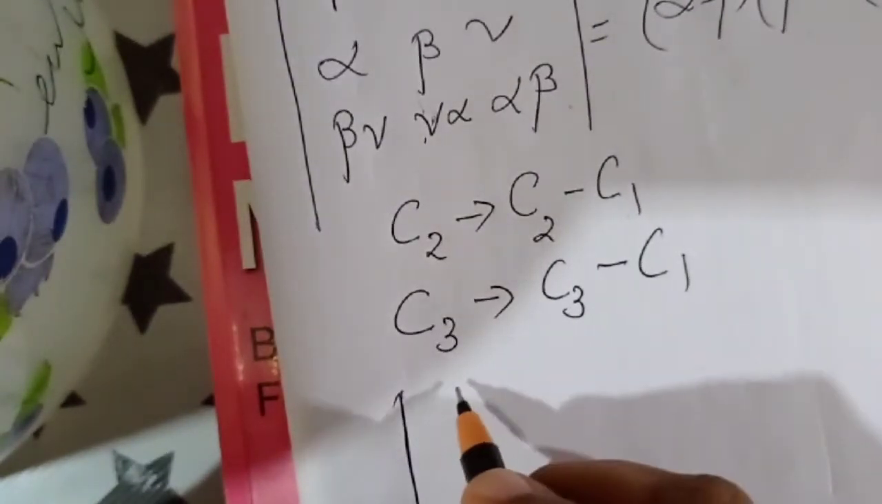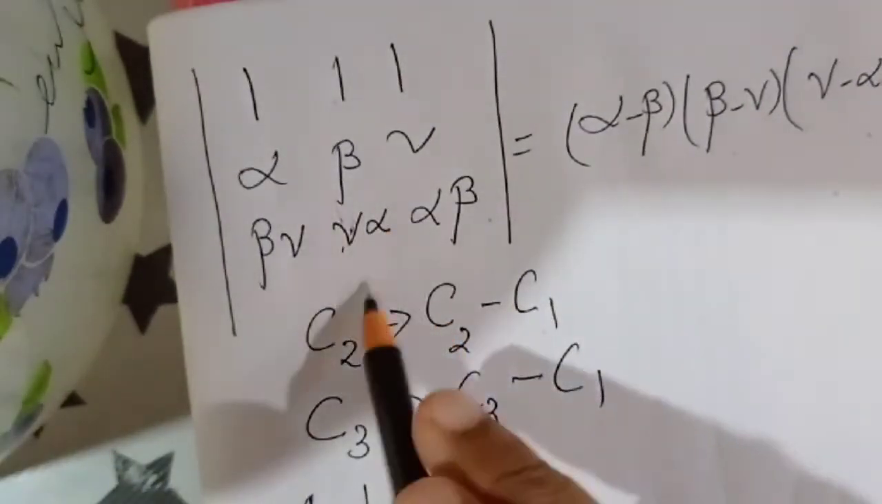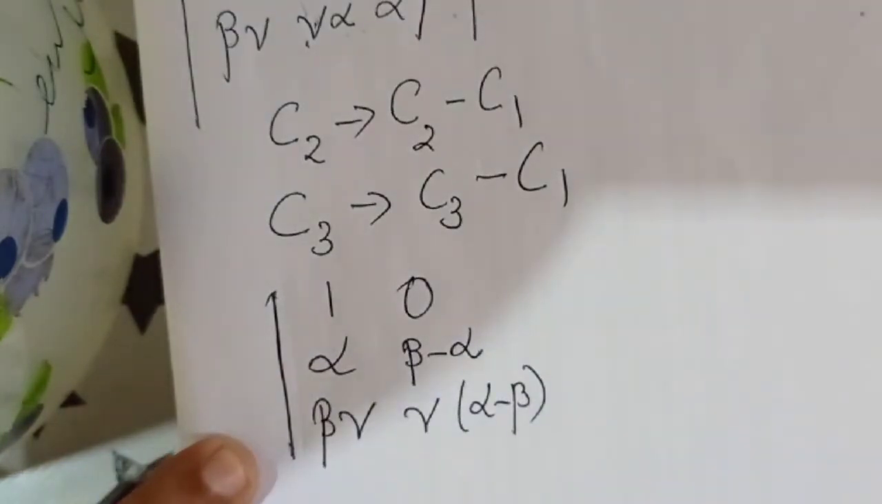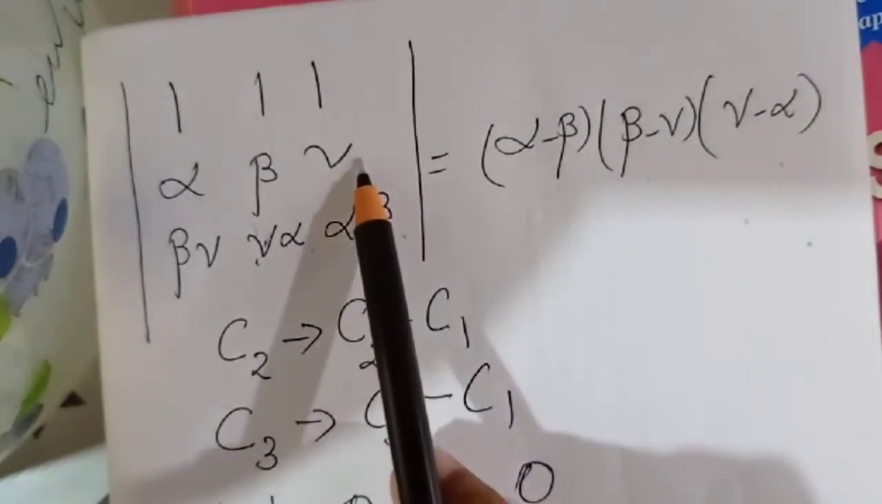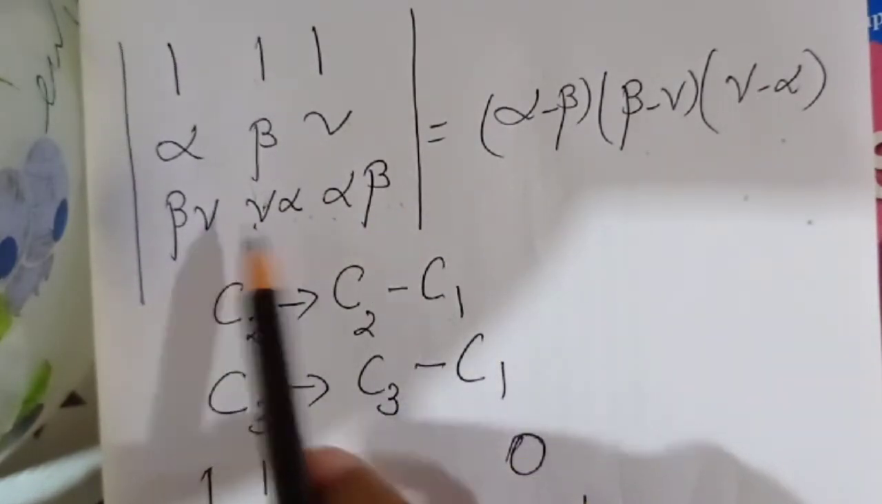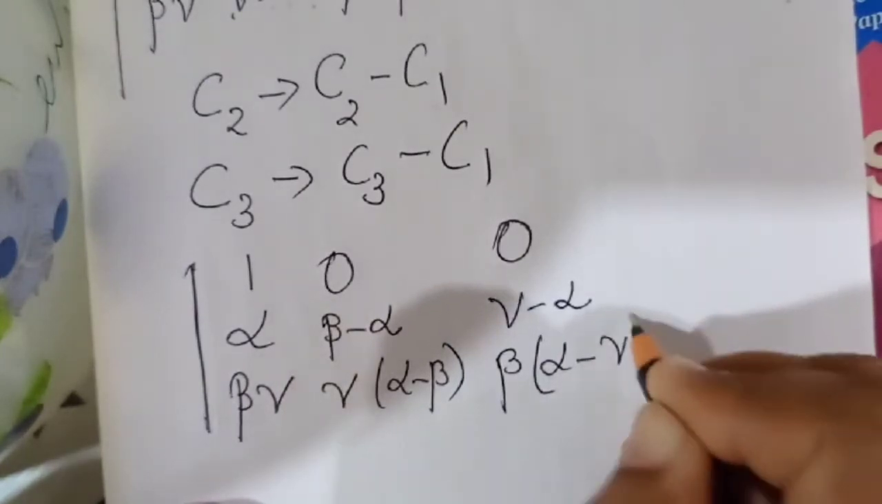Therefore, C1 no change. What is the answer? 1, alpha, beta gamma. Look here. Oral calculation. 1 minus 1, what is 1 minus 1? 0. What is beta minus alpha? Right, beta minus alpha. Then next one, gamma alpha minus gamma beta. Gamma alpha minus gamma beta means gamma into alpha minus beta. Right. And in the third column, 1 minus 1 changes to 0. Gamma minus alpha. Then alpha beta minus beta gamma. Which is common? Beta is common. Beta into alpha minus gamma. Right.